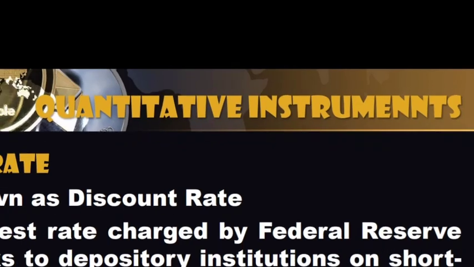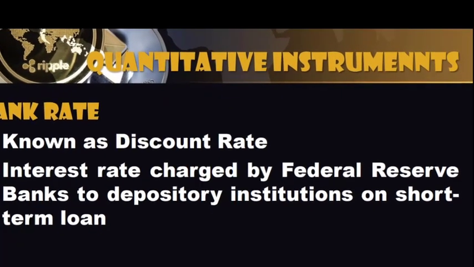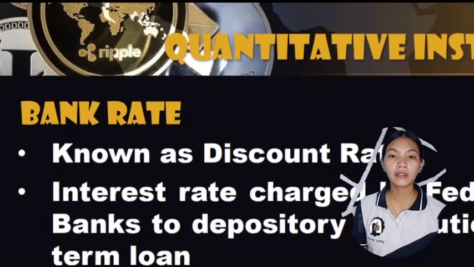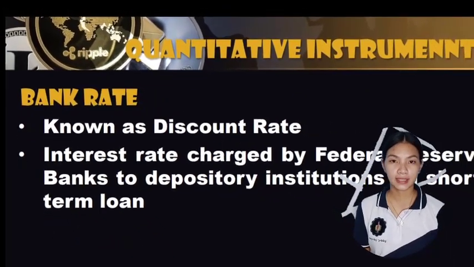So let us start with the quantitative instruments. The first quantitative instrument is the bank rate, or also known as discount rate.